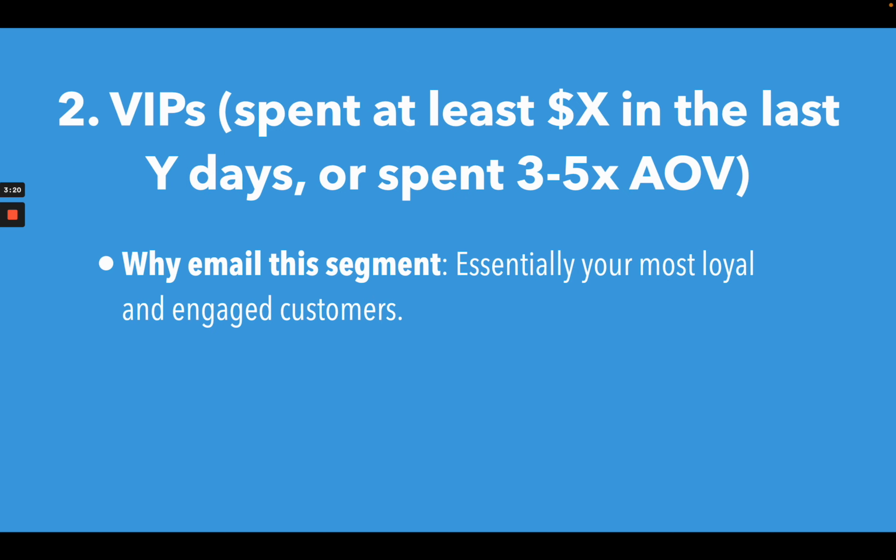The second one would be VIPs. These are customers who have spent at least X dollars, or pounds, in the last Y days, or have spent 3 to 5 times your average order value. Maybe that's a little bit confusing, but essentially, you should be able to see your average order value quite easily, whether it's on Shopify or whichever platform you use.